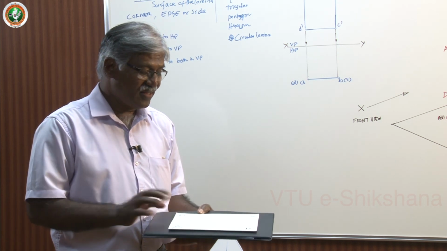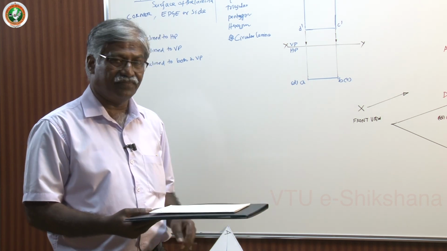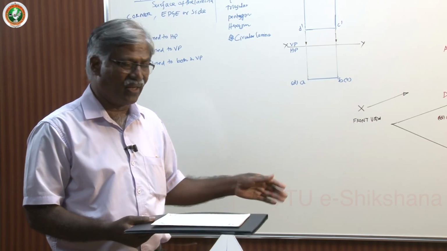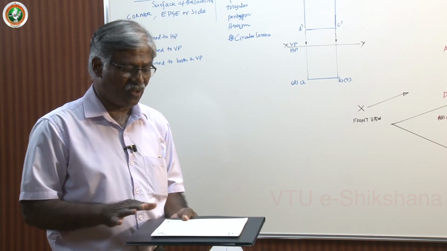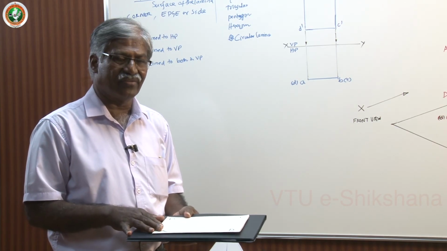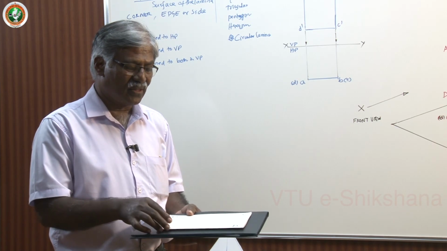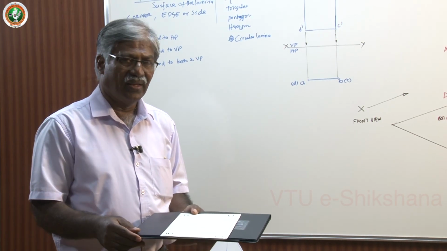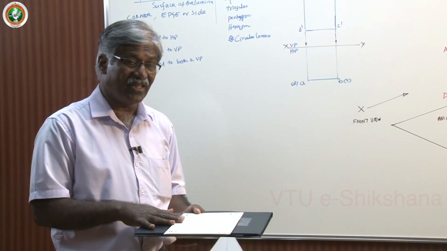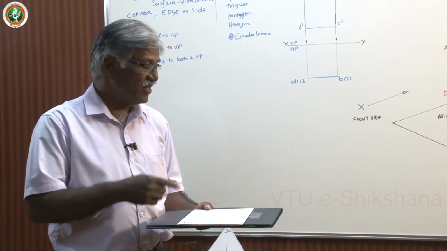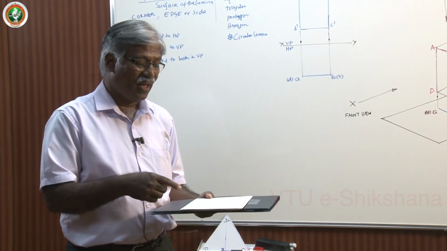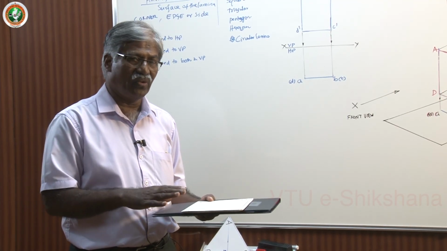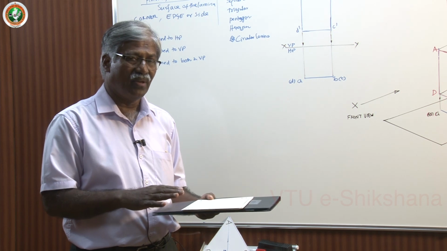The longer sides are parallel to VP. The shorter or smaller sides are perpendicular to VP. So this is how we can define the status of the lamina. Suppose I change the orientation like this: the lamina is on HP and the longer sides are perpendicular to VP and the smaller sides are parallel to VP. Okay, this is how we can say the position of planes.